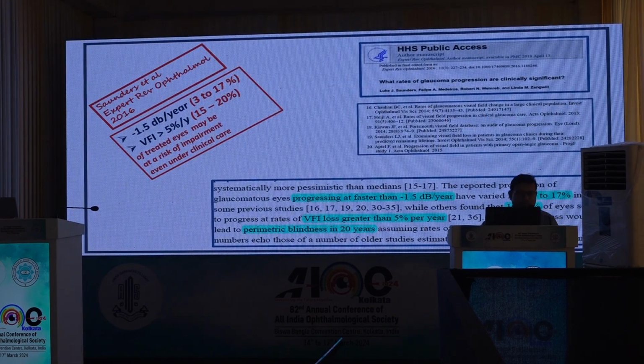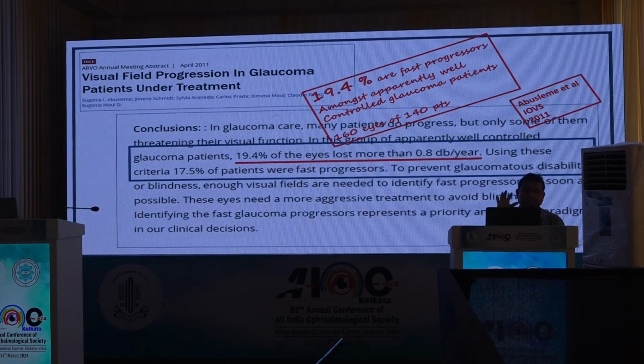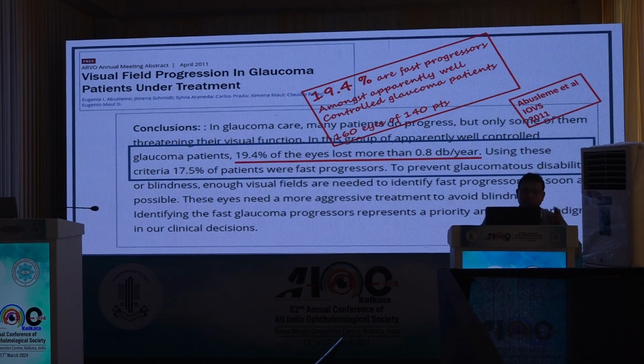Now, why is this so? The reason for that is there is a drop in terms of either decibels per year or the VFI. So there is a drop of, let's say, minus 1.5 dB per year, or a VFI loss of greater than 5% per year. In treated eyes, 19.4% of patients may fall into the group called fast progressors. This was a study by Abuslim et al., which showed that close to 20% are fast progressors.